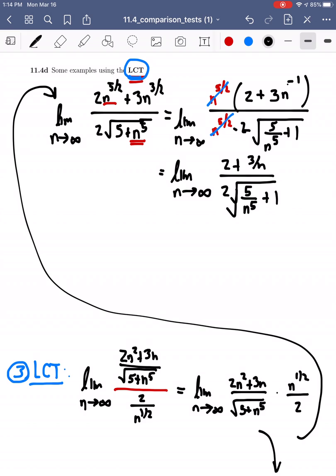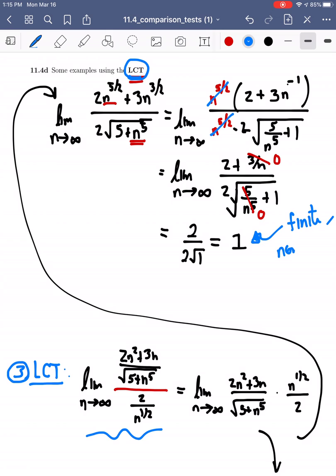plus 1. So as n goes to infinity, let's see what happens to these terms. Well, that 3 over n term as n goes to infinity, that's going to 0. And similarly, this 5 over n to the 5th term is also going to 0 in the denominator. So this limit is looking like we have 2 all over 2 times the square root of 1, or this is just equal to 1. So again, to bring us back, we just took the limit of both series generating functions. This limit came out to a finite, non-zero number.